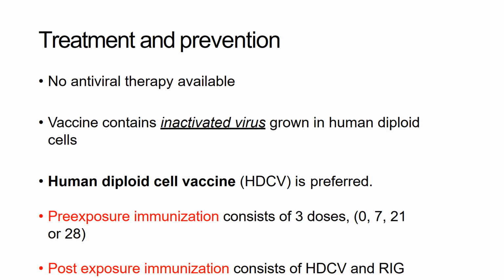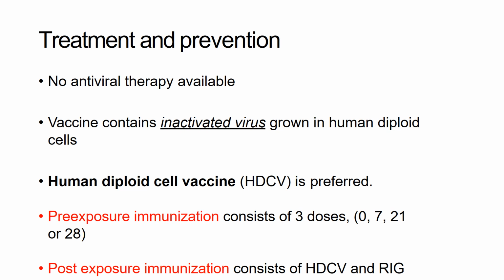Now if we see the pre-exposure vaccine, these pre-exposure vaccines are usually given to healthcare workers, to vets, and to persons who are taking care of the animals in the animal rehabilitation center. That consists of 3 doses or 4 doses, and the doses are given at 0 days. For example, when the immunization starts, then at the 7th day, then at the 21st or the 28th day. So this is the protocol for pre-exposure immunization.